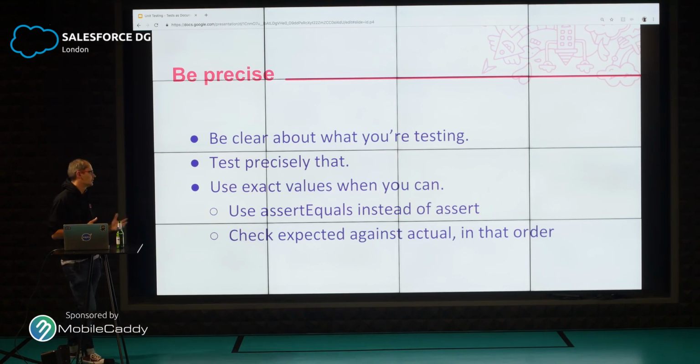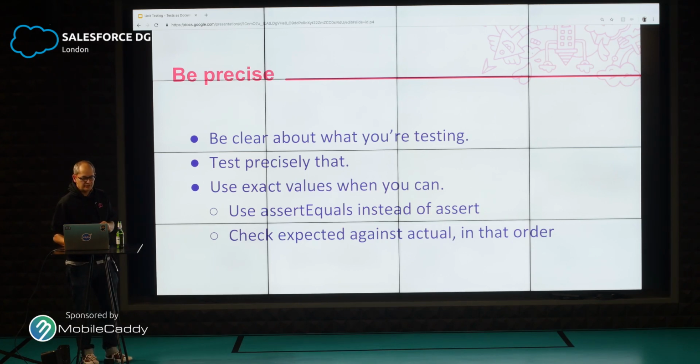So I would always err on the side of using assert equals rather than assert, and I would definitely make sure that I put my expected and my actual the right way around, because when you get that message back saying, I expected this and I got this, and you go, but it can't possibly be giving me back this. Why is it giving me back this? So get them the right way around if you are going to do that.